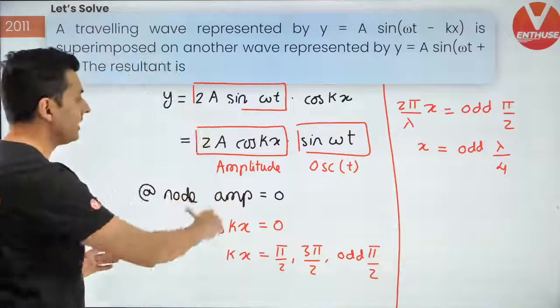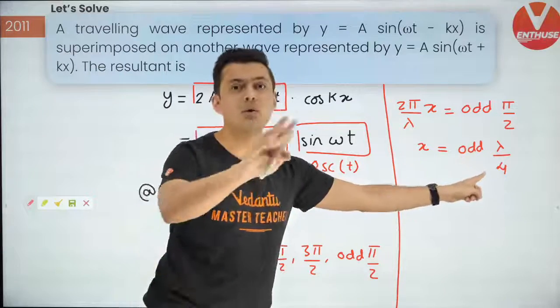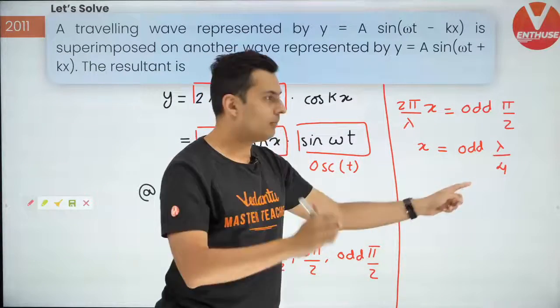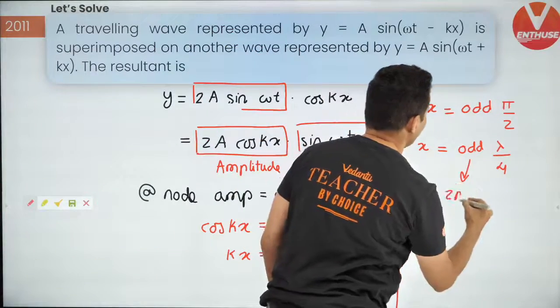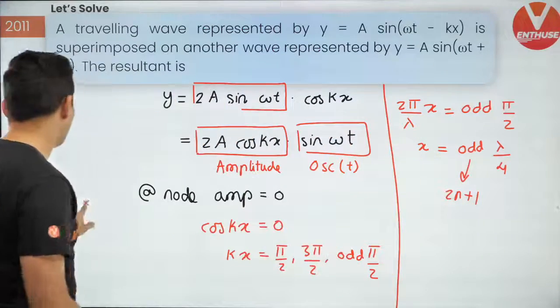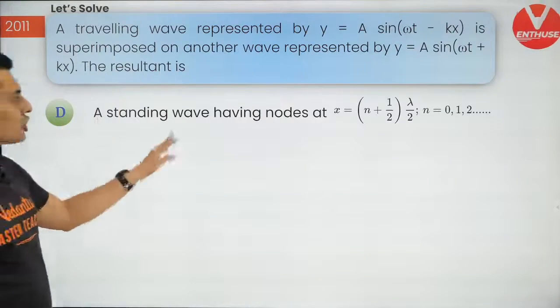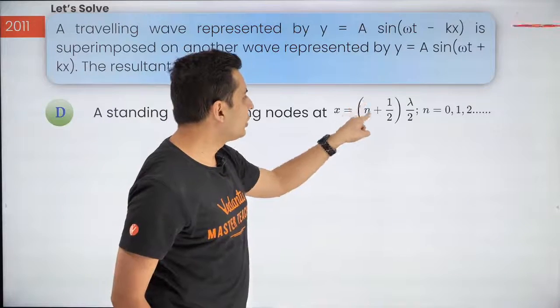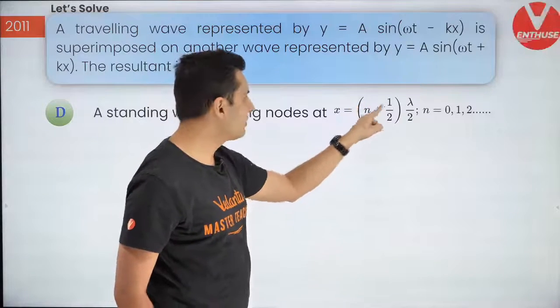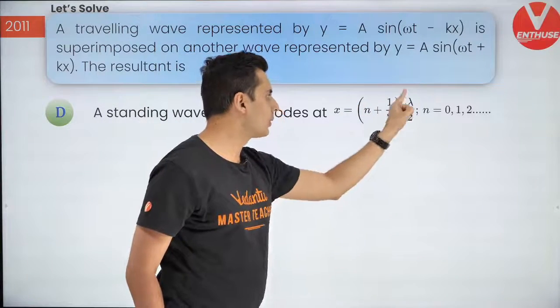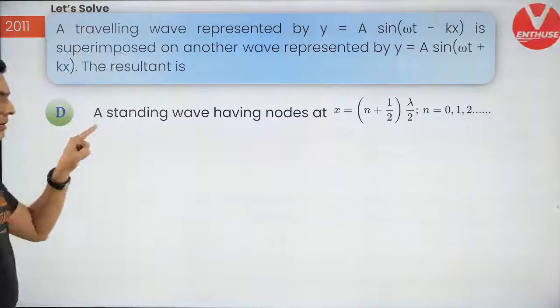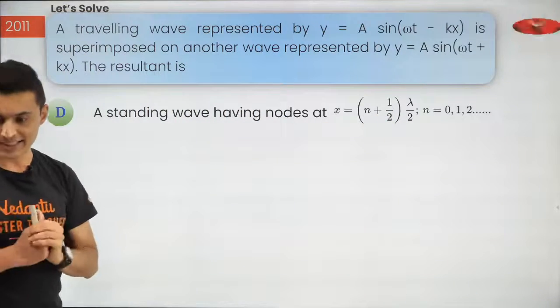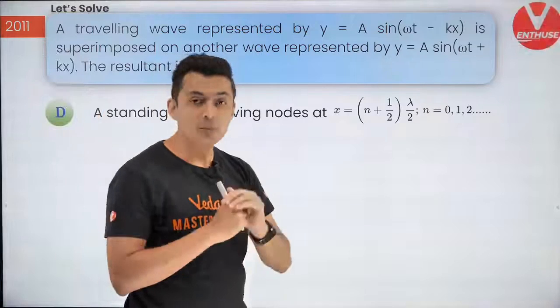So if that is the case, any odd number can be written down as 2n plus 1. So now you can check what the option should be. If you write 2n plus 1 and take LCM, 2n plus 1 by 2, 2 into 2 is 4. So at all these points you will have nodes. So option D will be correct. I hope this makes sense now.